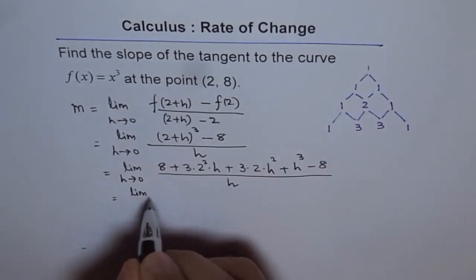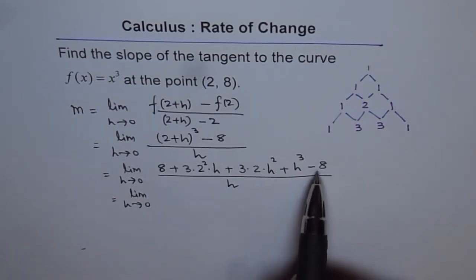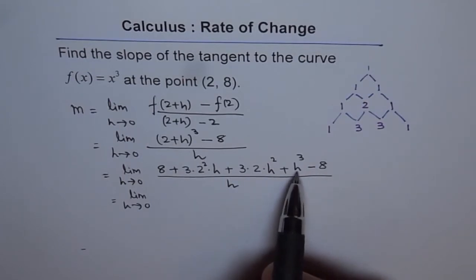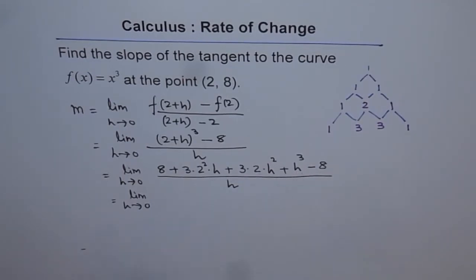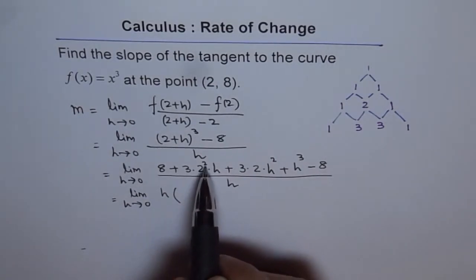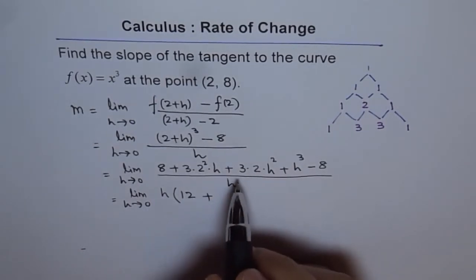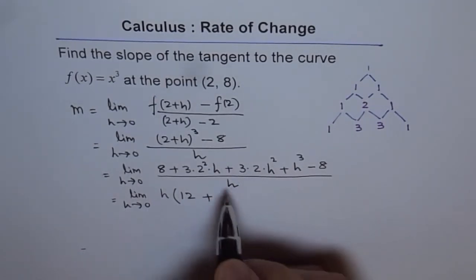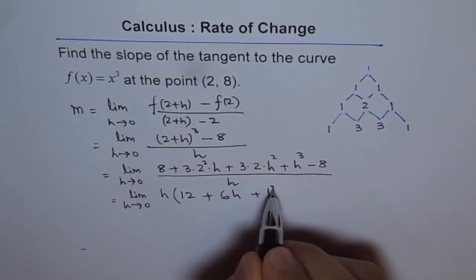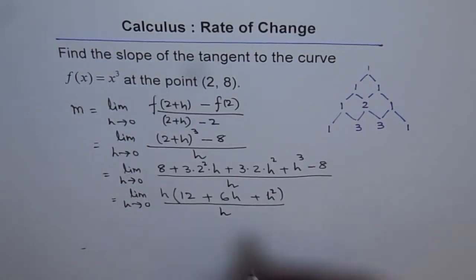So that is a good reminder. Now let's solve this. 8 minus 8 is 0, so we'll forget about this term. And we're left with 3 terms here, and in these terms we find h common. So let me factor out h first. So we're left with 2 squared is 4, 4 times 3 is 12. And here we have plus 2 times 3 is 6h, because we have factored out 1h. And we get here h squared over h. Okay?